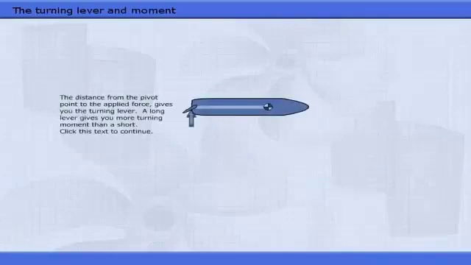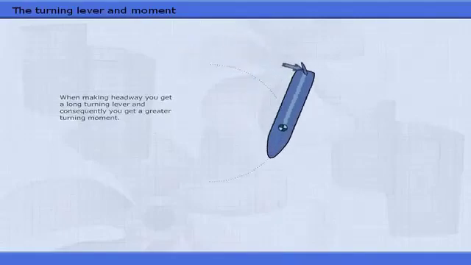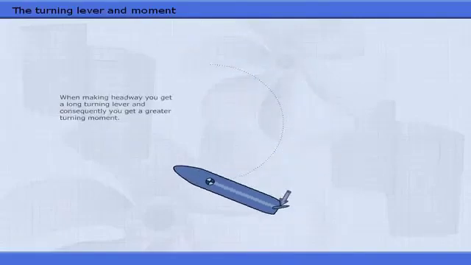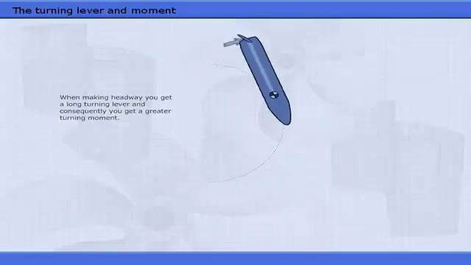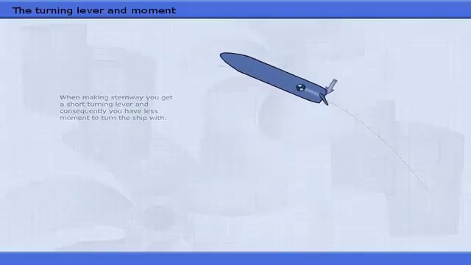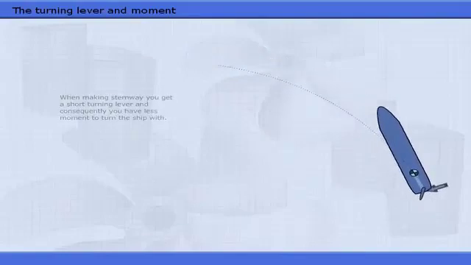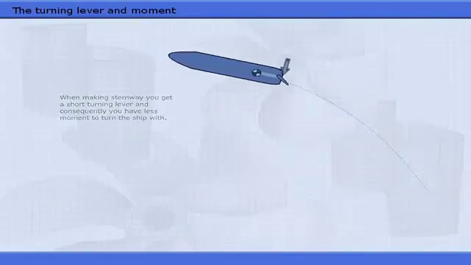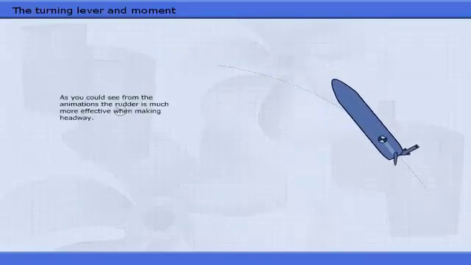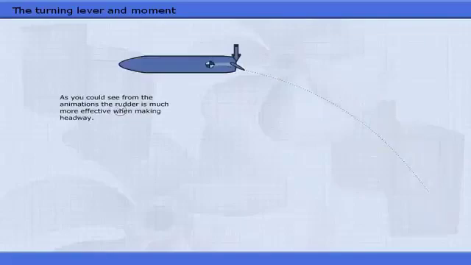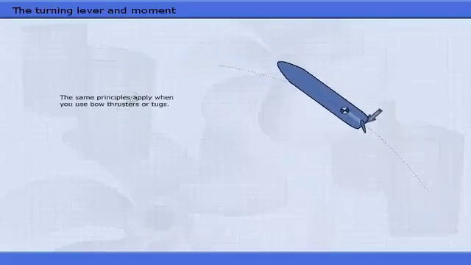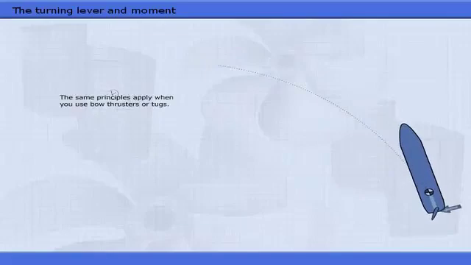The distance from the pivot point to the applied force gives you the turning lever. A long lever gives you more turning moment than a short. When making headway, you get a long turning lever, and consequently, you get a greater turning moment. When making sternway, you get a short turning lever, and consequently, you have less moment to turn the ship with. As you could see from the animations, the rudder is much more effective when making headway. The same principles apply when you use bow thrusters or tugs.